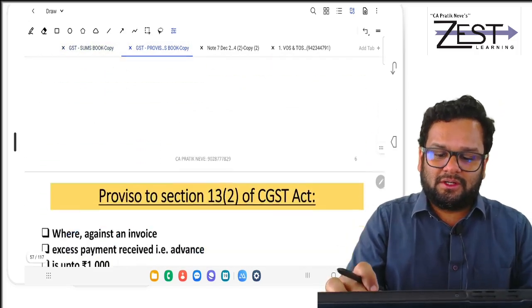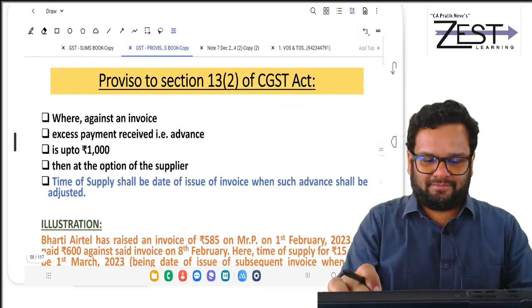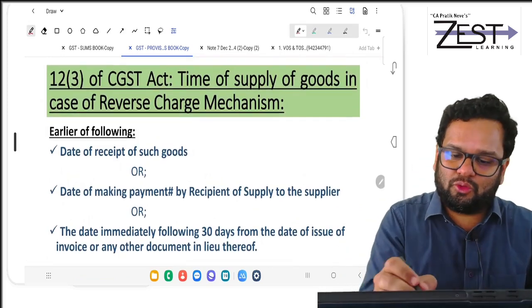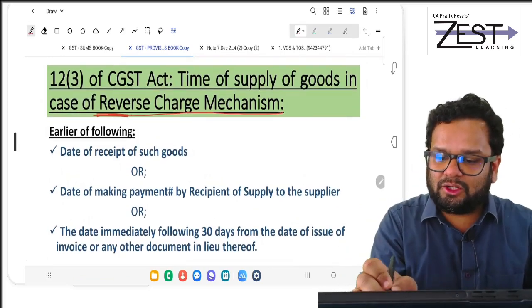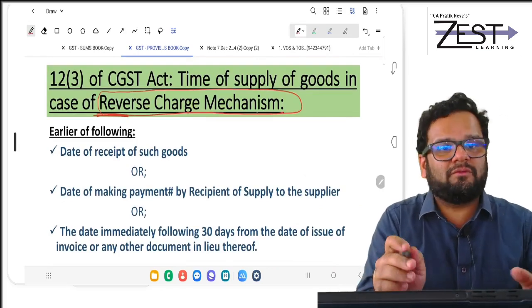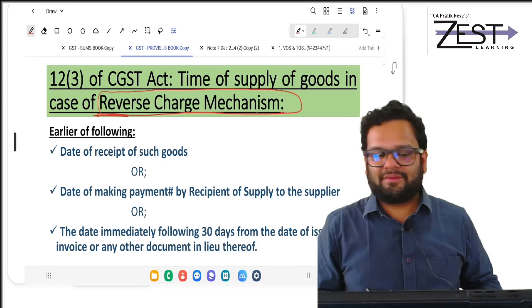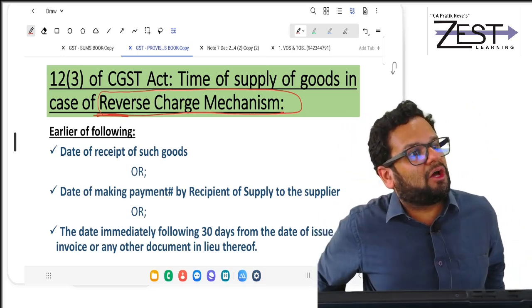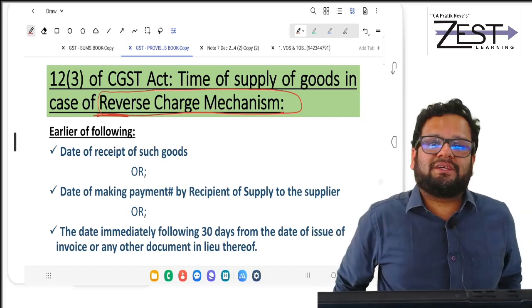RCM, yes, very good. It will be about RCM. You identified it right. And 12 means for what? 12 means for goods. So 12(3) is time of supply of goods under RCM.